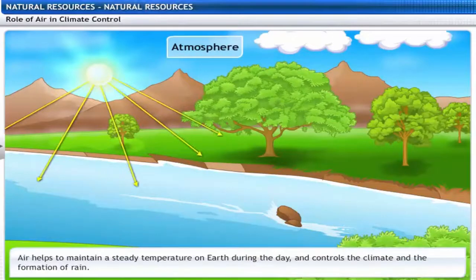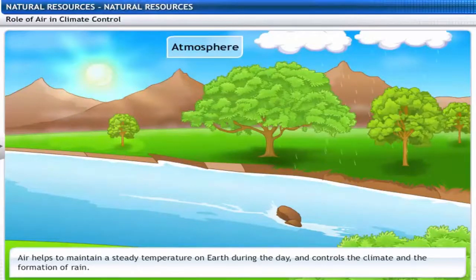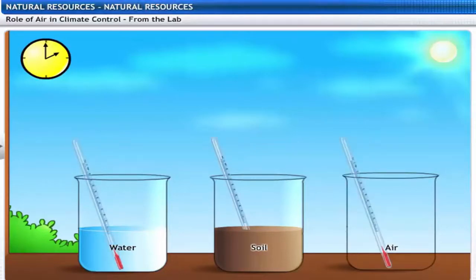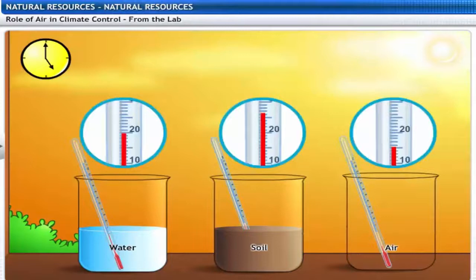That's right. Air helps to maintain a steady temperature on Earth during the day and controls the climate and the formation of rain. Let's see how. Here are 3 beakers. The first is filled with water, the second with soil, and the third is left empty. A thermometer is placed in each of the beakers. The beakers are placed in sunlight for 3 hours, and the thermometer readings are taken.